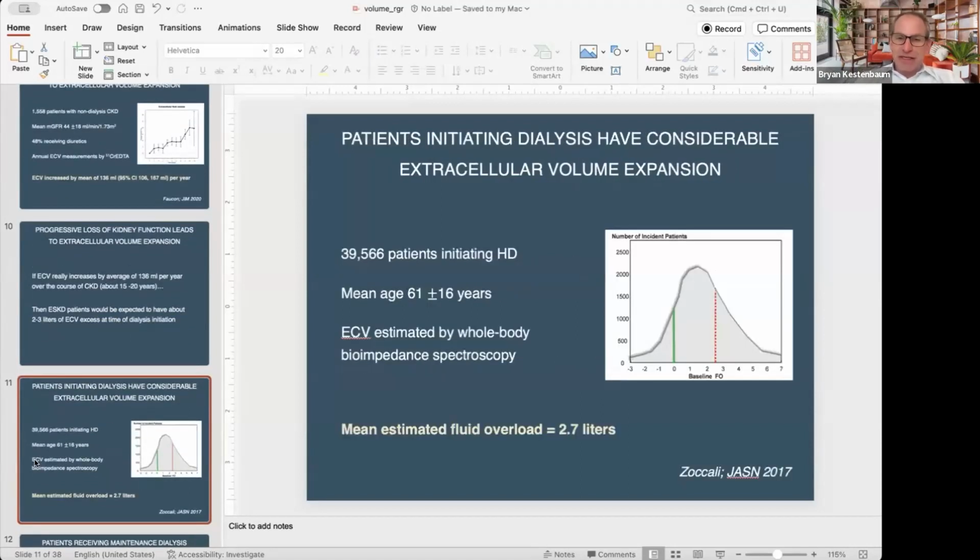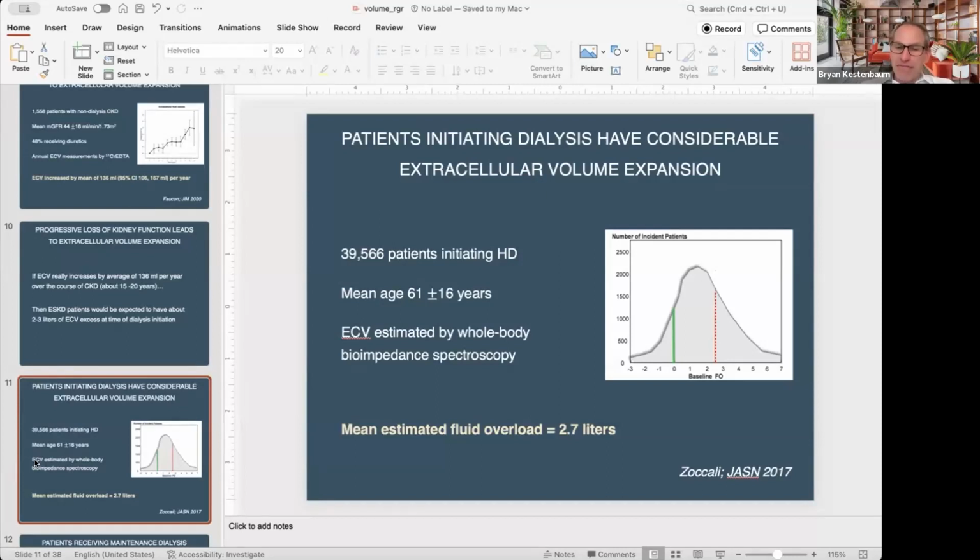And in fact, that calculation agrees quite nicely with the results of this cohort study of 40,000 patients initiating dialysis across 26 different countries. The average age was 61 years, and they estimated extracellular volume using whole body bioimpedance, as we've talked about. Now, that's got some issues and some assumptions about its relationship to the gold standard that may or may not be met, but putting those aside, the average estimated fluid overload in an incident dialysis patient was 2.7 liters. Kind of agrees with this idea of slow progressive fluid expansion over the course of chronic kidney disease.